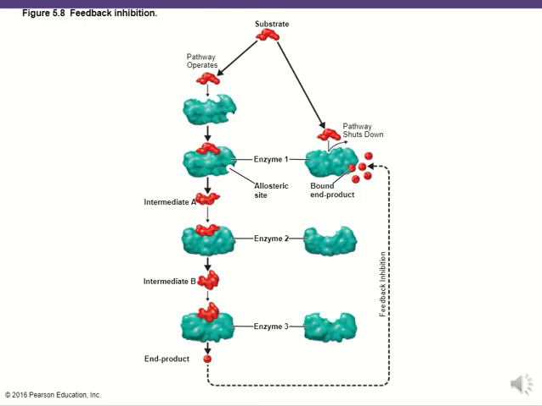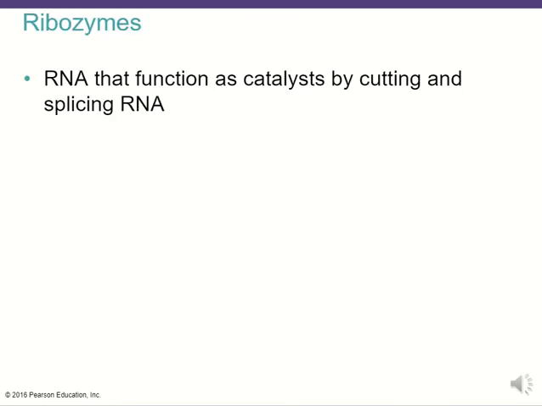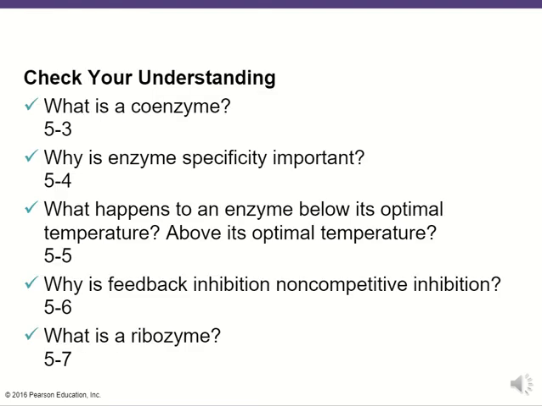This essentially helps prevent continuously making too much of something. So, when the product of an enzyme substrate reaction acts as an allosteric inhibitor, once too much of the end product is made, it will contort the enzyme to where it can no longer bind the substrate. There are ribozymes, which consist of RNA that functions as a catalyst by cutting and splicing other chains of RNA.